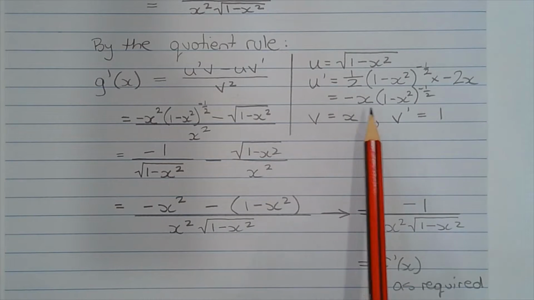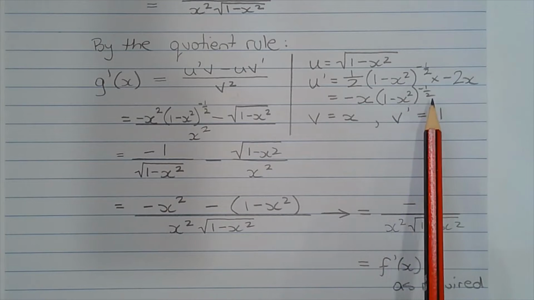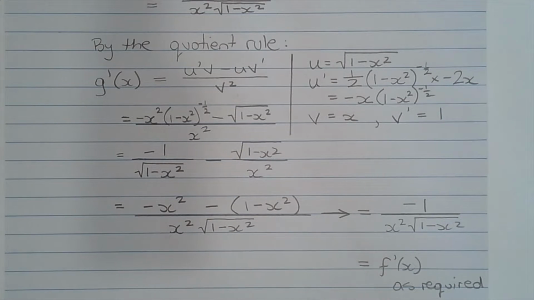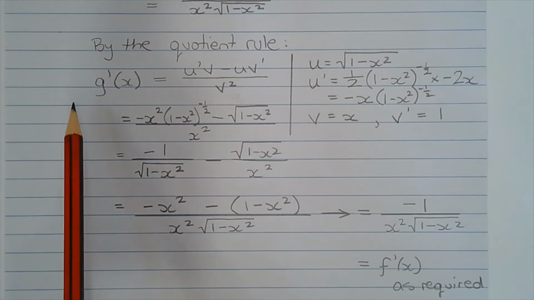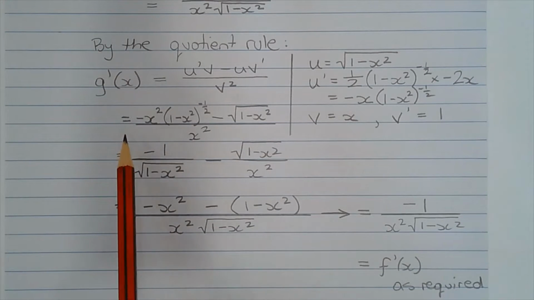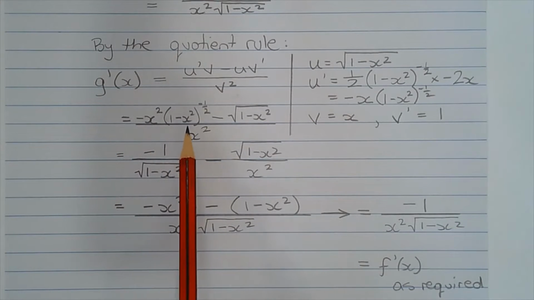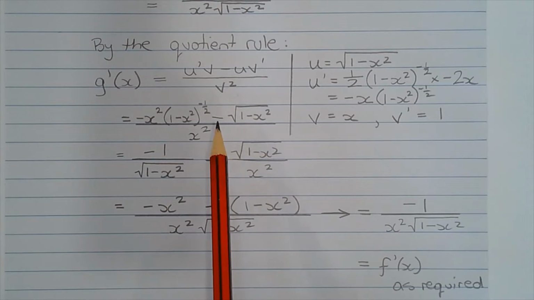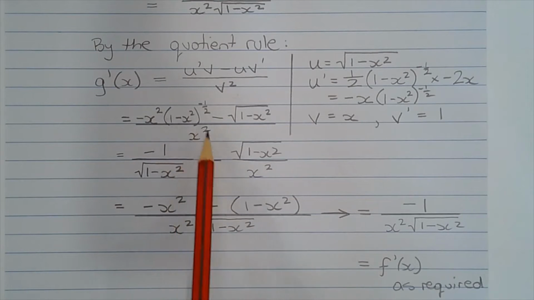And this equals negative x outside of 1 minus x squared to the power of negative half. So rather than writing it in surd form, I've left it in index form for now. v equals x, hence v dash is equal to 1. So substituting these values for u, v, u dash and v dash in the quotient rule, we get g dash of x is equal to negative x squared multiplied by 1 minus x squared to the power of negative half. So that's the u dash v, minus uv dash, which is the square root of 1 minus x squared, over v squared, which is x squared.